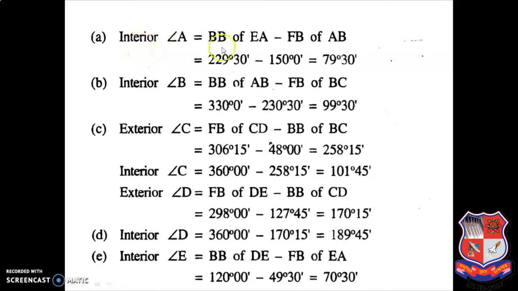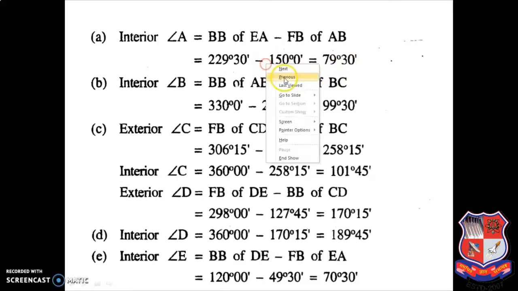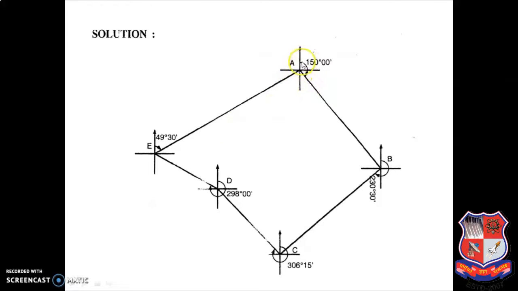So same way, angle A is equal to back bearing of EA minus forebearing AB. So 229 degree 30 minute minus 150 degree 0 minute, you will get 79 degree 30 minute. You can see the figure, 229 degree and 150 degree. You will get the angle inside the traverse.